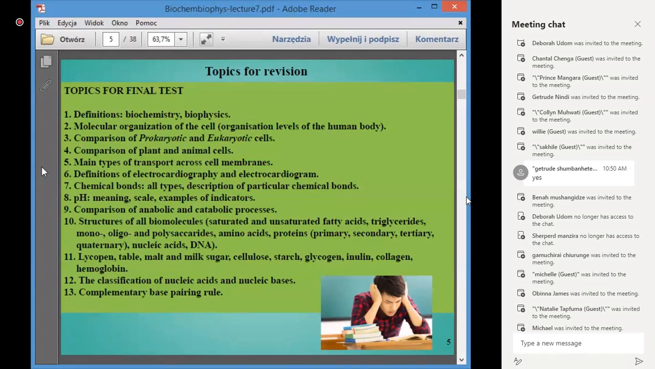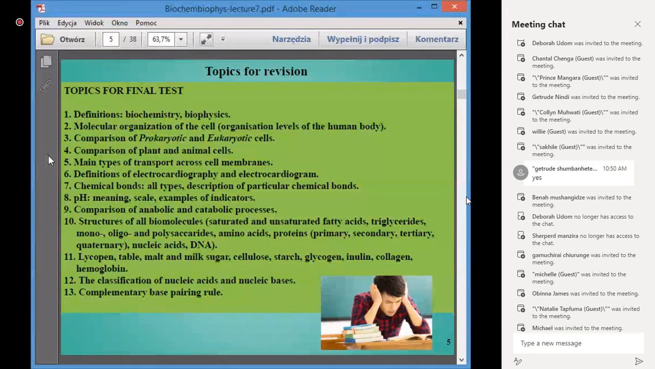Then the next one, molecular organization of the cell. You remember I was talking about different levels of organization in our body. I started with atoms and then molecules, then tissues, organs, systems, and so on. This you should know. Then we have information about different kinds of cells. The most important is comparison. You can compare prokaryotic and eukaryotic cells as well as plant and animal cells. To learn this, you can prepare some tables, or just write down the most important information in your notebooks, and it will be good for learning.